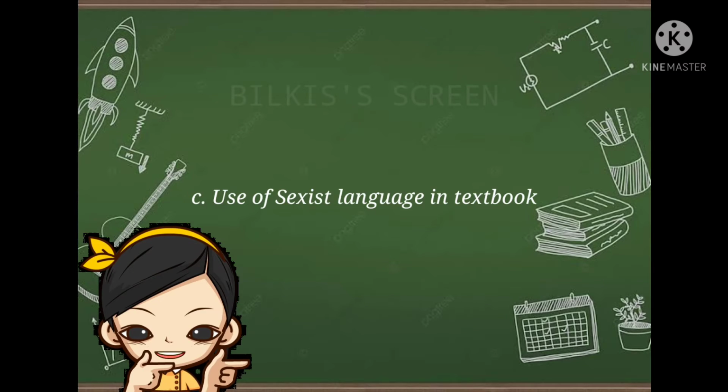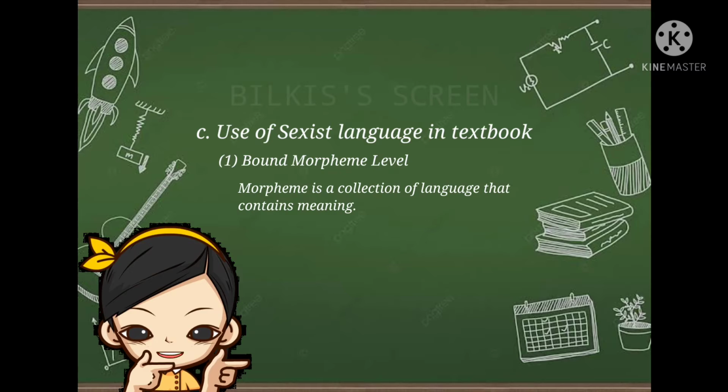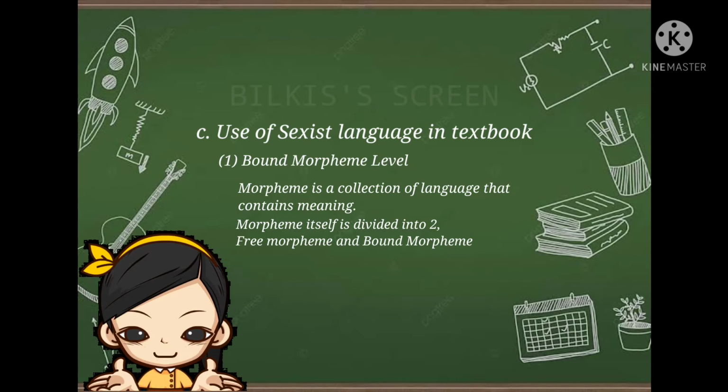The third is use of sexist language in textbooks. There are three levels. The first level is bound morpheme level. Morpheme is a collection of language that contains meaning. Morpheme is the smallest unit of words or language that cannot be broken down again. Morpheme itself is divided into two: free morpheme and bound morpheme.